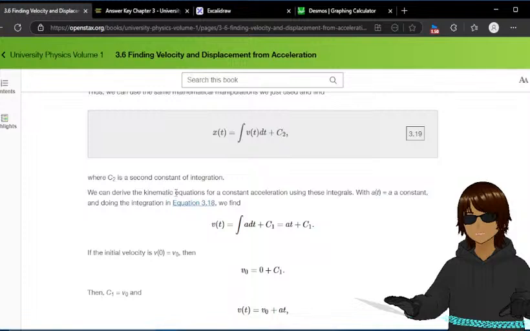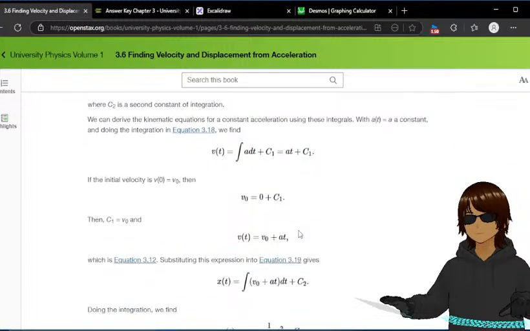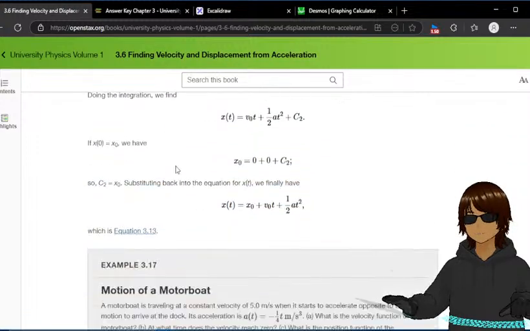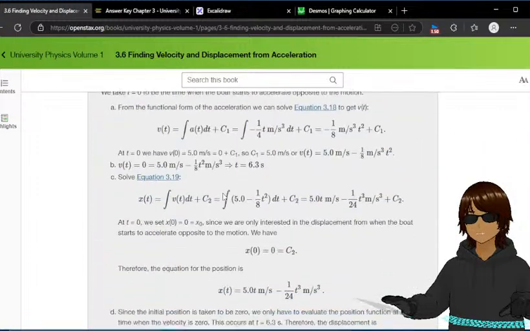We can derive the kinematic equations for a constant acceleration using these integrals. With a constant, during the integration, we find this. If the initial velocity is 0, then c1 is equal to v0, because acceleration is constant. All right, we can derive all the other equations like this.